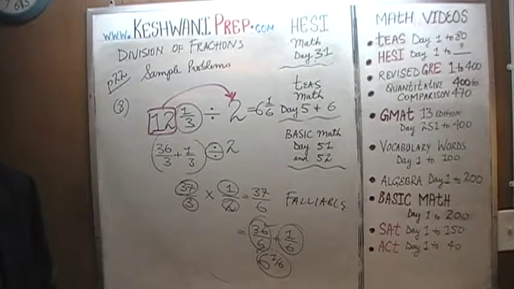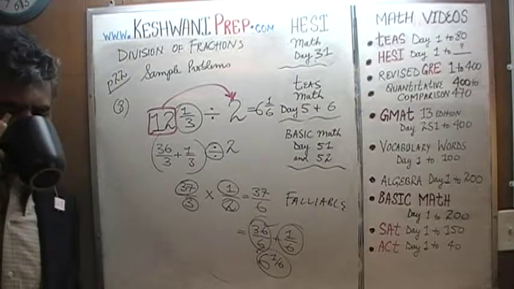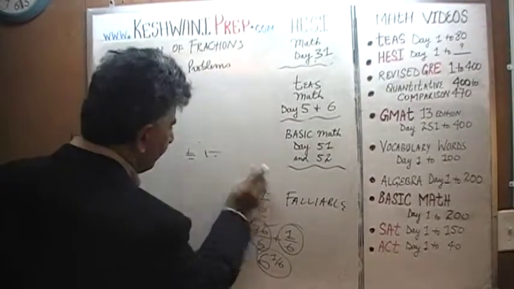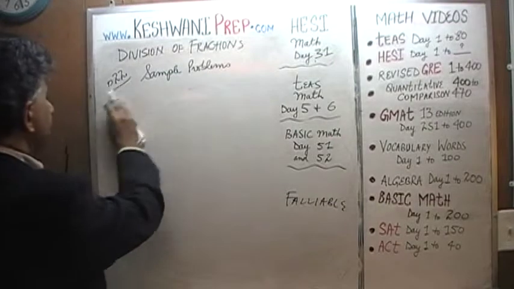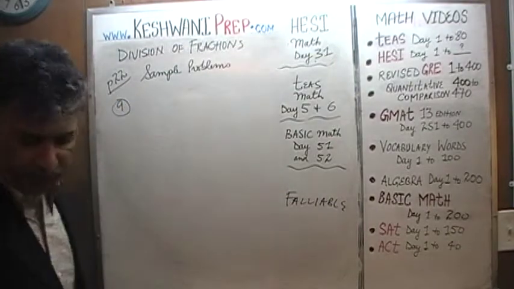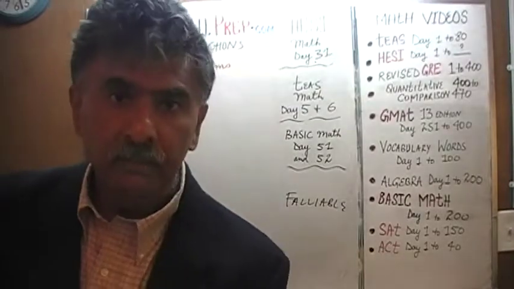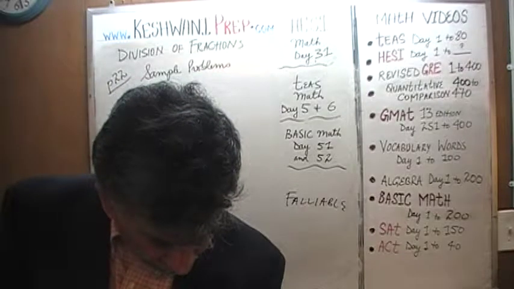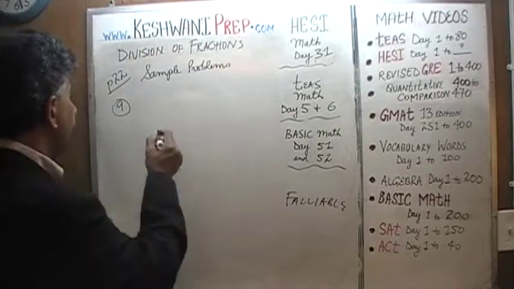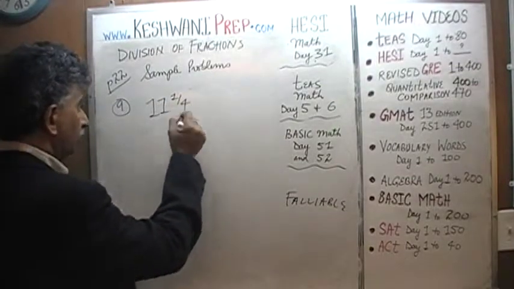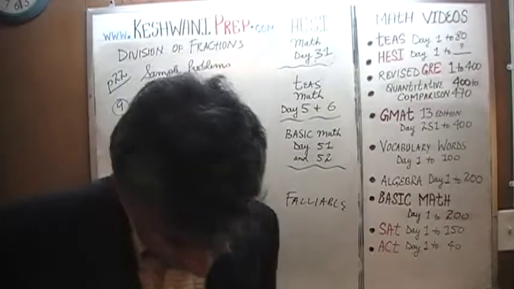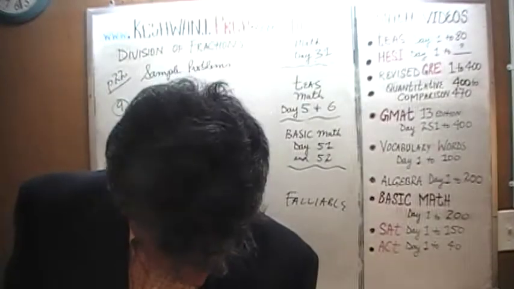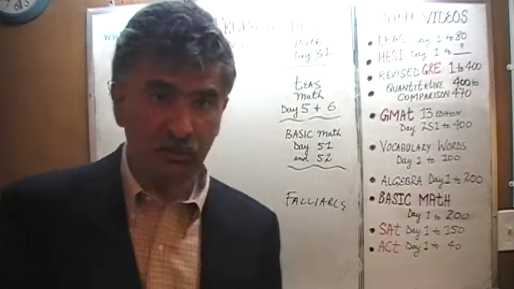Number 9, the penultimate one, is a word problem. Sometimes people freak out about the word problem, but don't fret. Don't get worked up. Let's just see what it has to say. It says, Danny has 11 and 1 quarter cups of chocolate syrup. We are told that he's going to make sundaes for his friend. How nice of him. We are further told that each sundae requires 3 quarter cups.